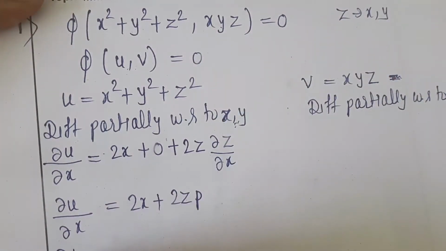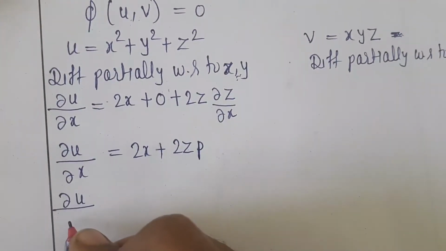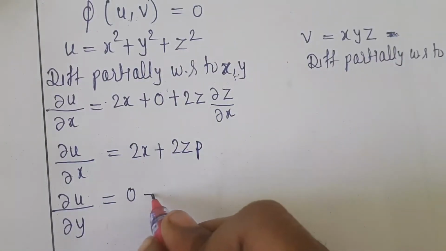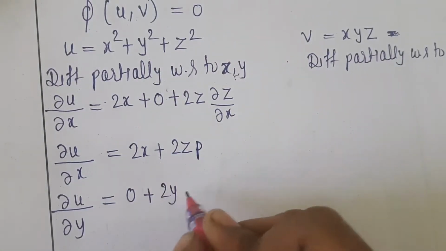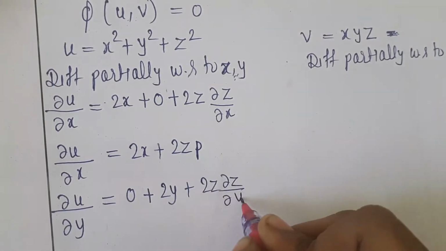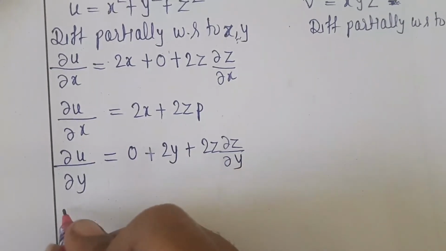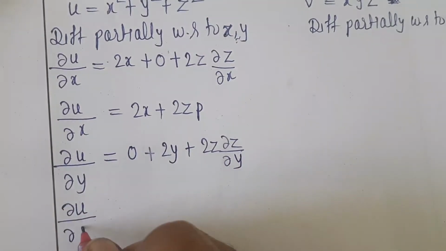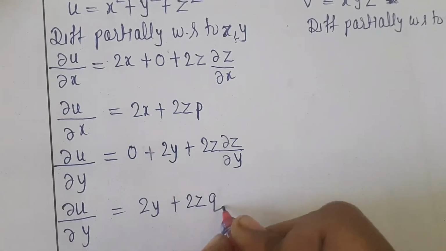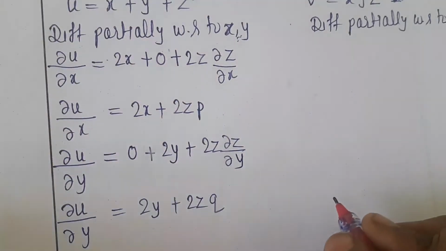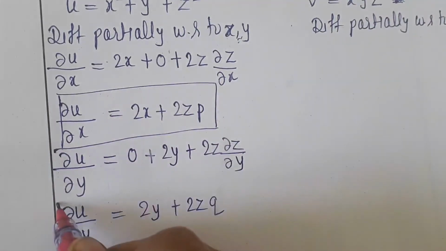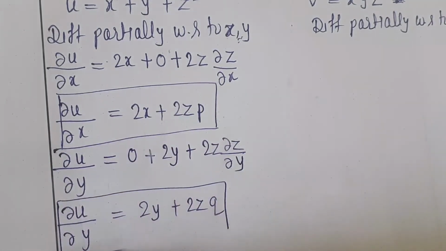Similarly, we find del u by del y. The derivative of x square is 0, the derivative of y square is 2y, and the derivative of z square is 2z del z by del y. So again we can denote del u by del y is equal to 2y plus 2zq. This is the del u by del x value and that is the del u by del y value.